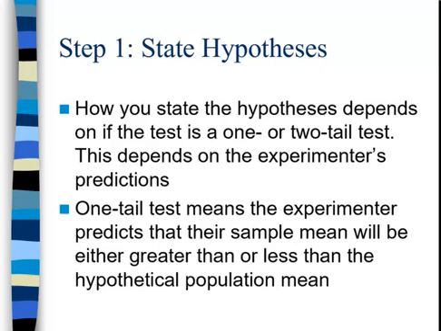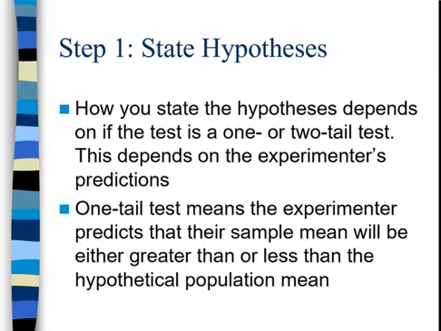So a couple of things before we get into the details of how you use mathematical notation to state a null and alternative hypothesis. How you state the hypothesis depends upon whether the test is a one or a two-tailed test, and that depends on the experimenter's predictions. If something's a one-tailed test, it means that the experimenter predicts that their sample mean is going to be either greater than or less than the population mean. One of those two.